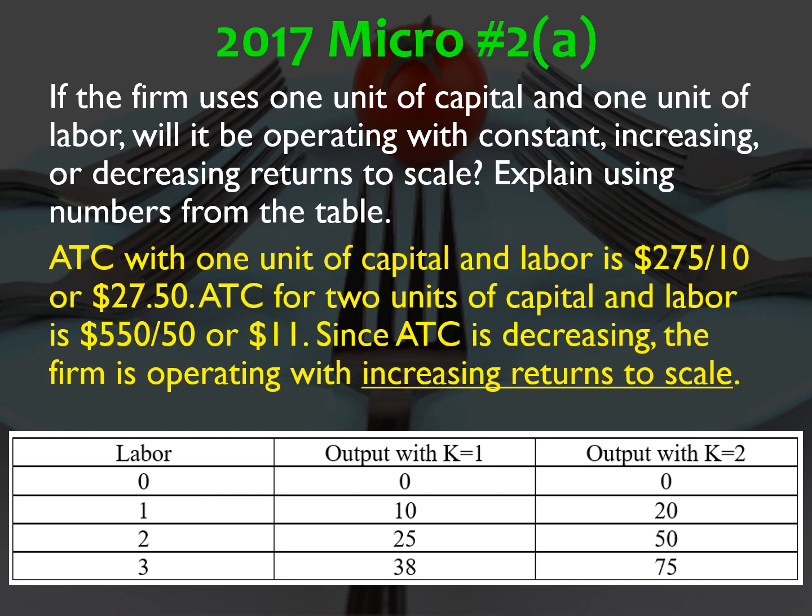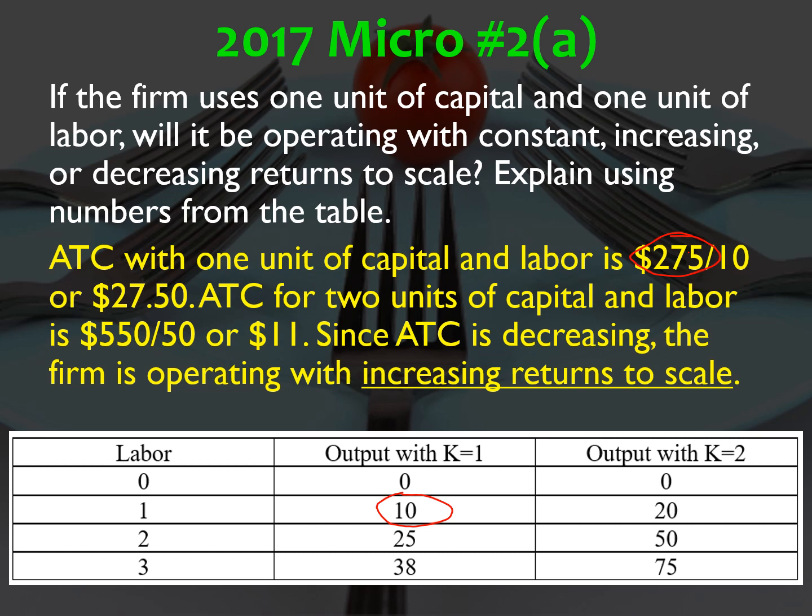All right, so we're looking at this box right there, 1 unit of labor, 1 unit of capital. Labor costs 200, capital costs 75 for a total of 275 bucks. Your output is 10 units, so the average total cost is 27.50. Now remember, with increasing returns to scale, that means ATC is going down.